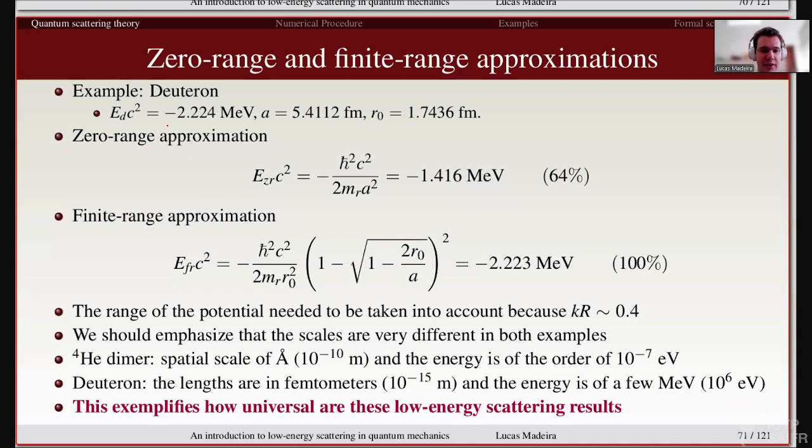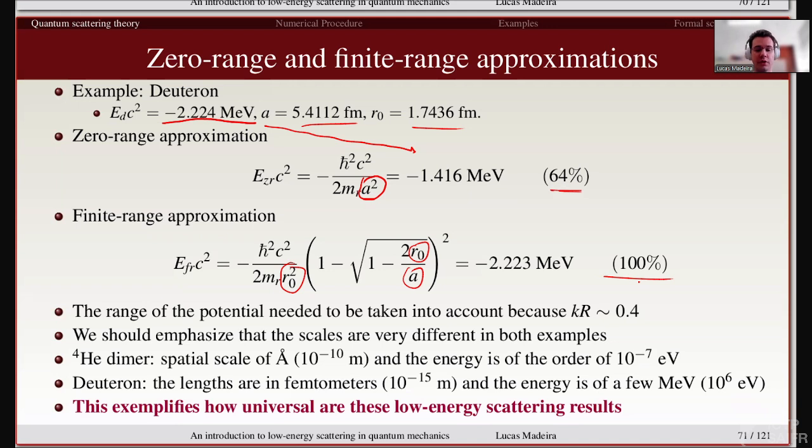So the binding energy of the deuteron is this one, so it's in the MeV scale. And then I can get the numbers for the scattering length and effective range of the deuteron. Now I'm going to do the same thing that I did in the last slide. I'm first going to consider only the expression for the bound state energy that considers the scattering length. If I do that, I don't get a very good result, as you see. I'm getting 64% of the correct result. Remember that in the last slide, when I did that for the helium dimer, I got more than 90%. Now, what I really have to do is go one step more and consider the effective range. If I use the expression that has the effective range, then I can get the correct bound state energy for the deuteron.